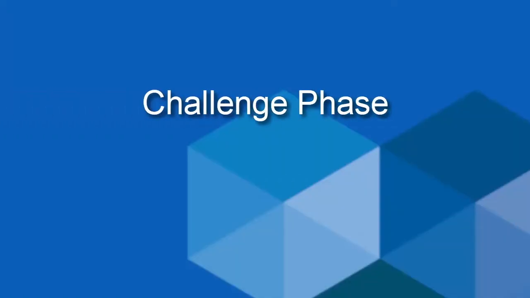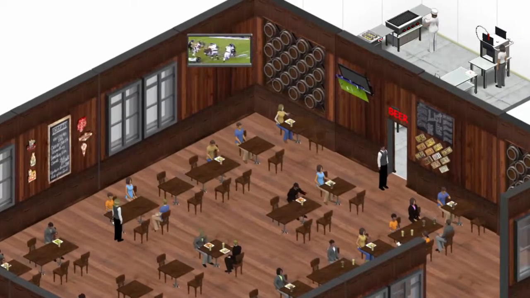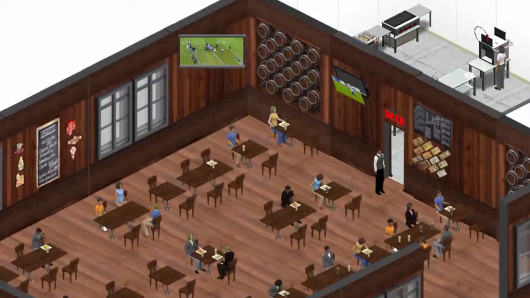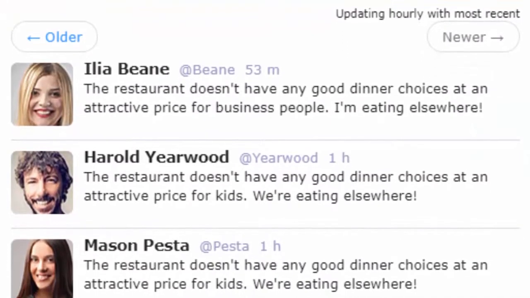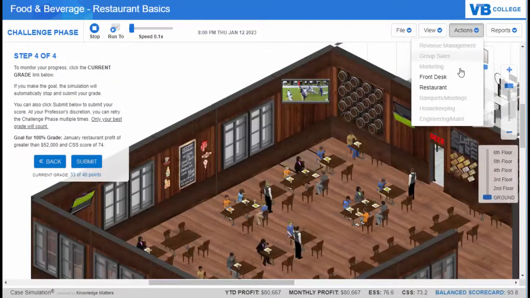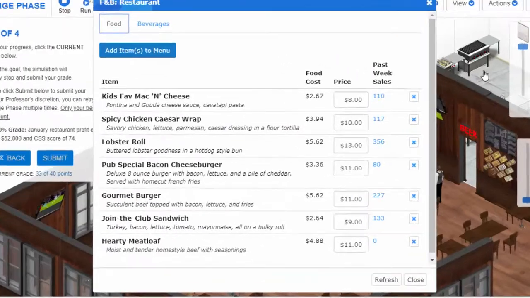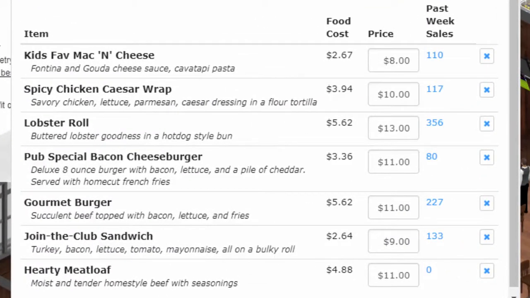In the challenge phase, the Emerald Hotel has just opened the Blarney Pub and students are in charge of the menu. Students will study market data as well as social media feedback to build a popular menu for their restaurant. And they will price their menu items to ensure both profits and steady sales.